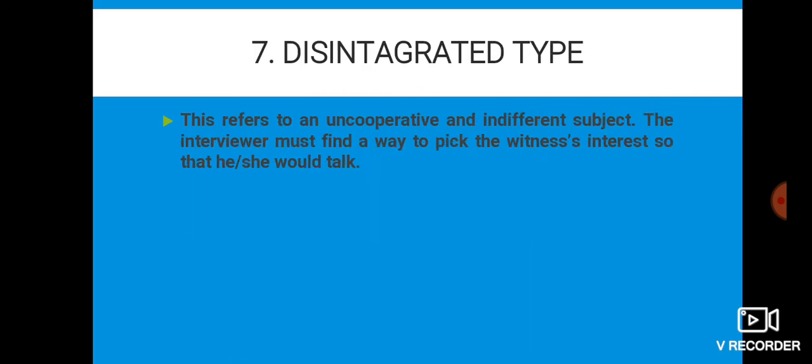Next, disintegrated type of witness. This refers to an uncooperative and indifferent subject, which means that this witness is not willing to help in solving a crime investigation. The interviewer must find a way to pique the witness' interest so that he or she would talk.